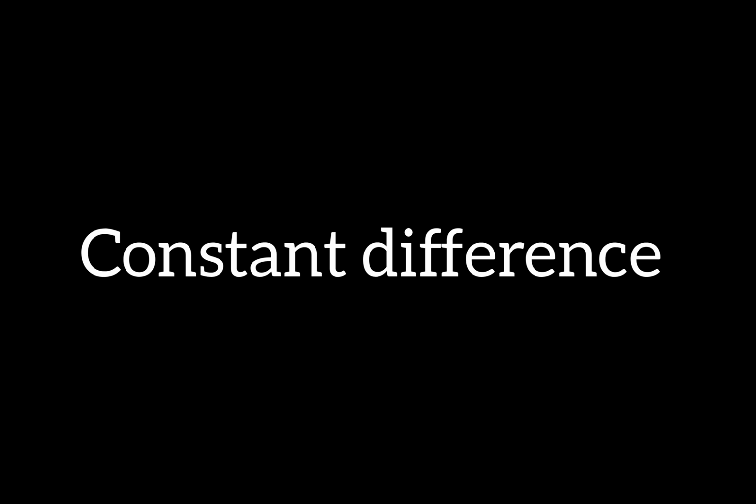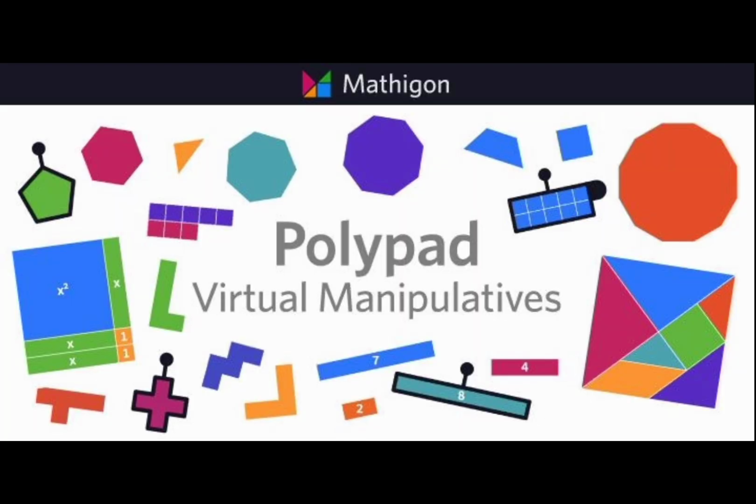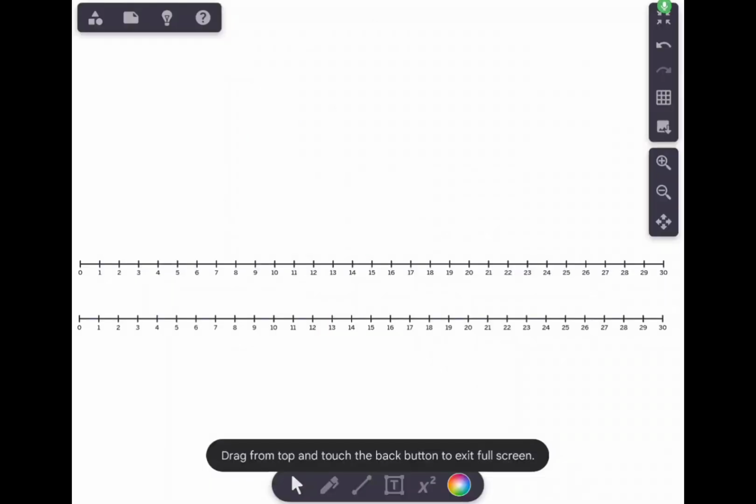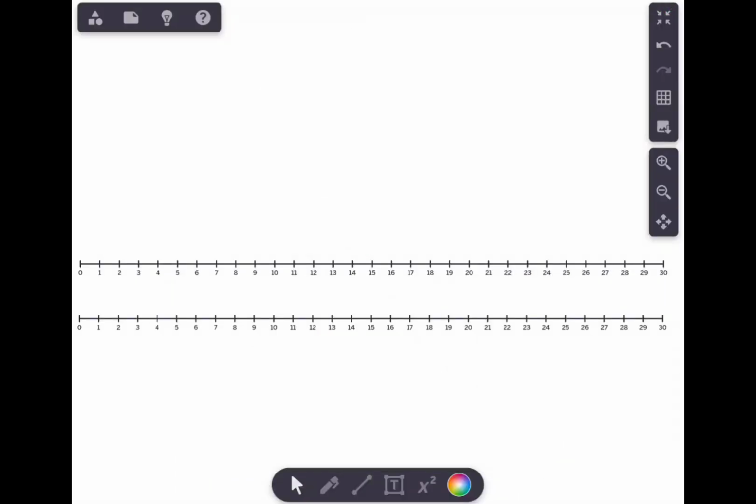Hello everyone. Today we are exploring a helpful strategy called constant difference in subtraction. I'll show how it works using a virtual number line with this amazing free tool, Polypad by Mathigon.